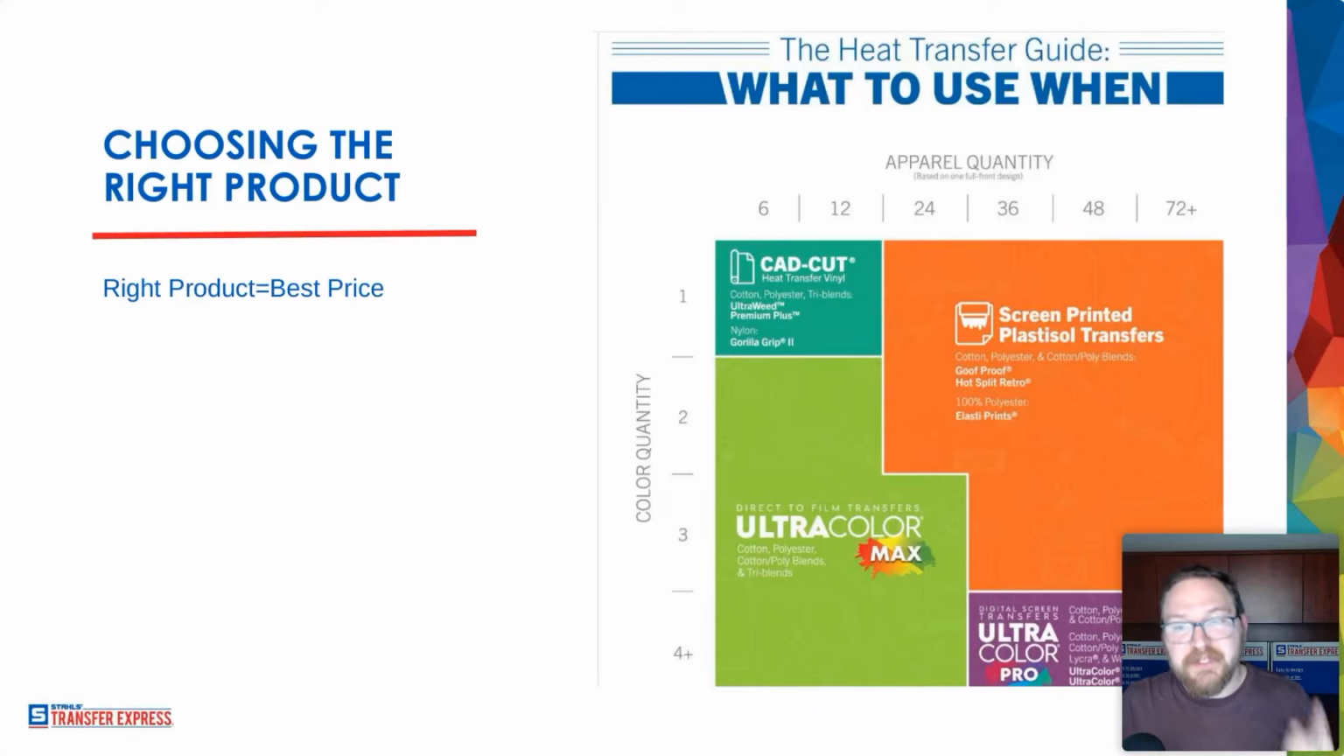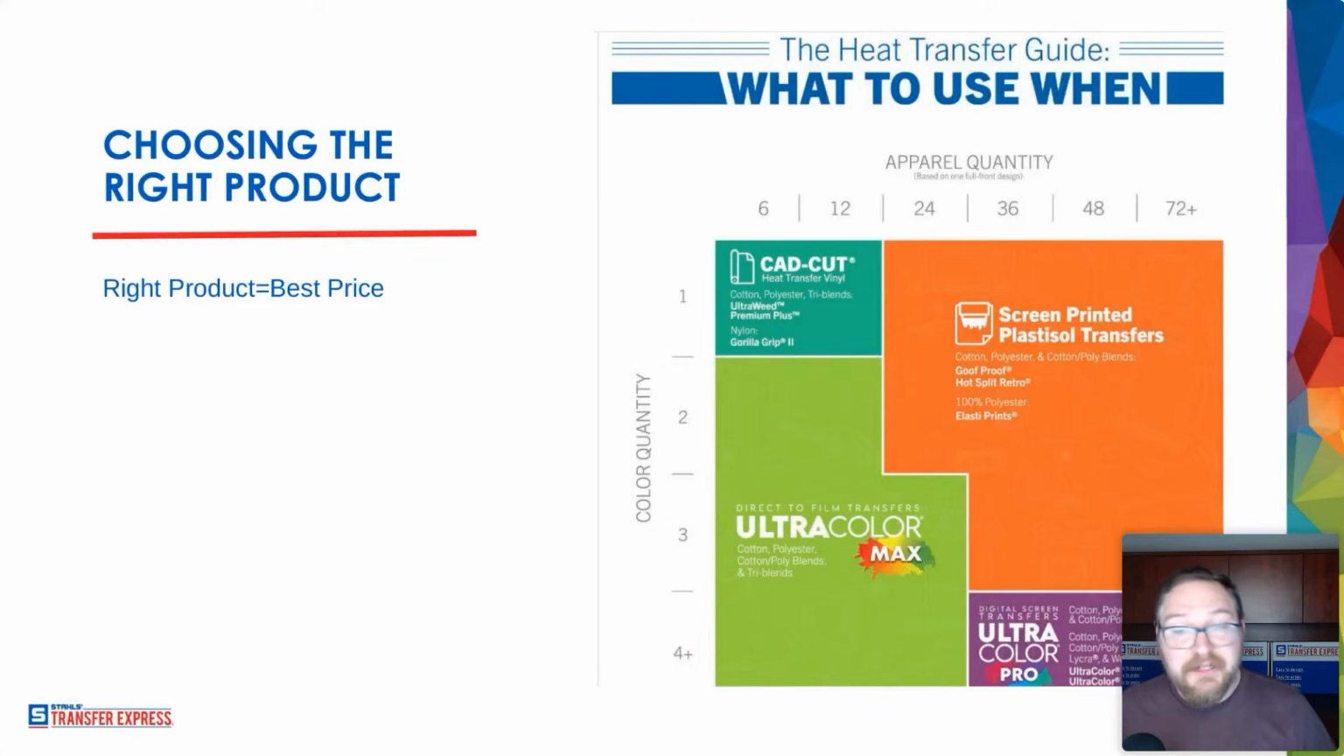So this is the what-to-use-when guide. Mike might be able to link it here in the chat, but you could also find it on transferexpress.com in the help center. This is a great guide to have. I believe it's included in all of the marketing kits as a printout, but it's just a great, easy reference chart when you're unsure of what transfer type to use for a specific job. Just have your quantity and your colors, and bam, you're all set.